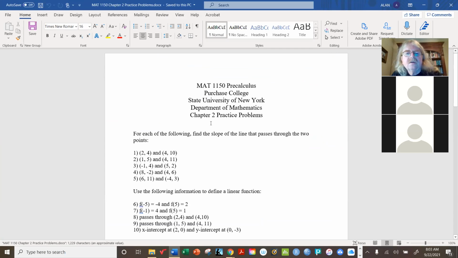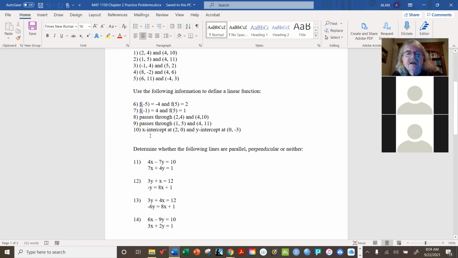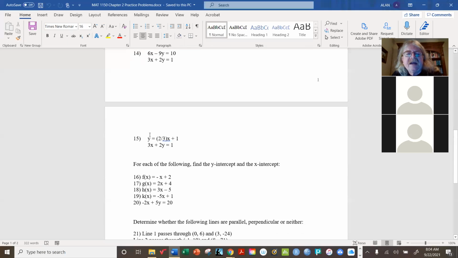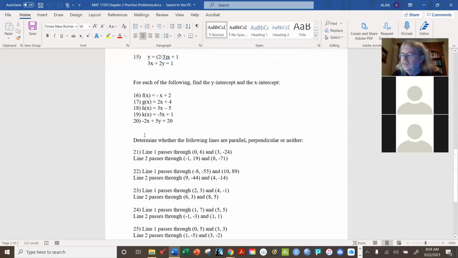Yes, okay, good. So remember, this is what we were doing last time. We're calculating the slope of a line. We're going to find a linear function. We're going to find out if these are parallel or perpendicular. So yeah, this one won't be too bad.